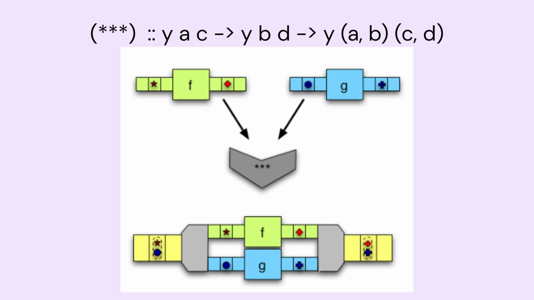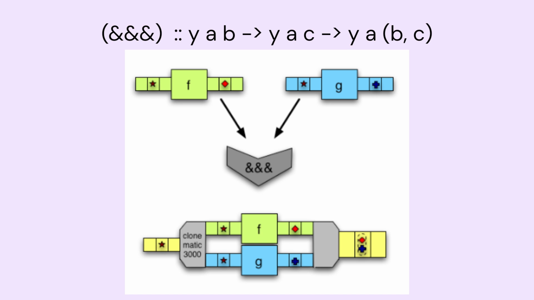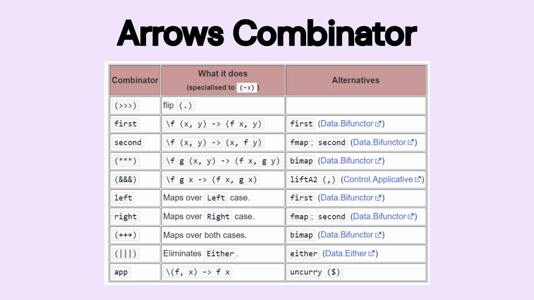The triple star is the combination of first and second. Triple star takes two inputs and modifies them with two arrows, one for each input. And then lastly, the triple ampersand takes one input, duplicates it, and modifies each copy with a different arrow. It is quite common to see arrow combinators being used in code that otherwise has nothing to do with arrows. Here's a summary of what they do with plain functions.